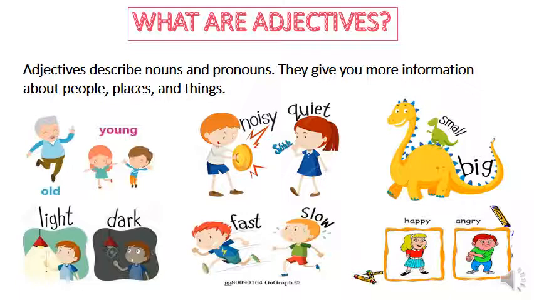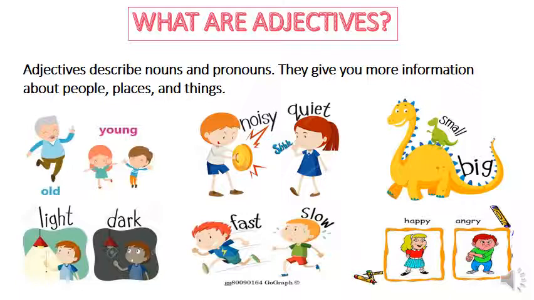As you can see in the pictures here, there are some words above each picture describing something. If you look at the first picture, they are describing an old man. So old is an adjective. Young children, young is an adjective. Noisy, quiet, these are adjectives. Small, big are describing the size. Happy, angry are describing the feelings.